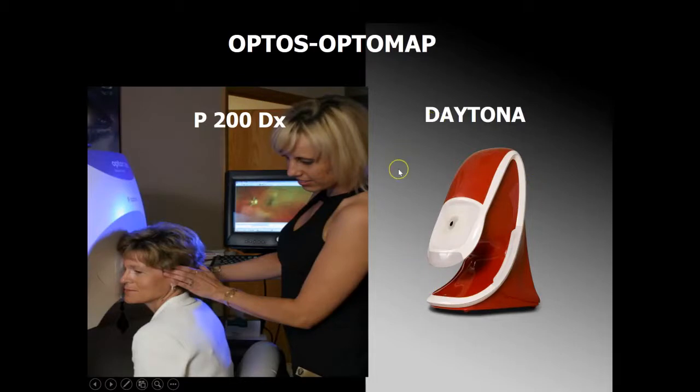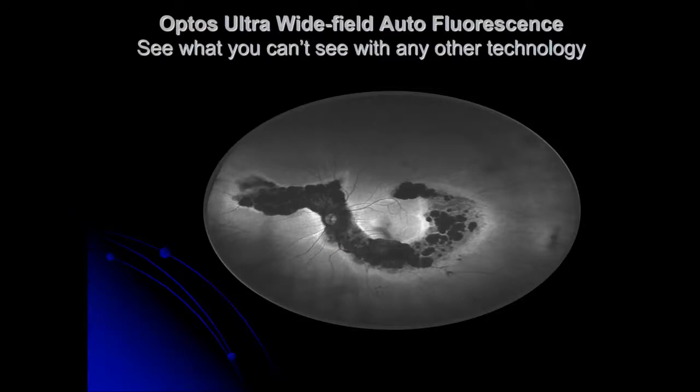But it does give us autofluorescence. And autofluorescence is a very useful new technology. It's unusual for those who haven't used it in the past, because you start to see things that we've never seen before. Here, by the way, is a 200 degree image with an Optos with a Daytona.